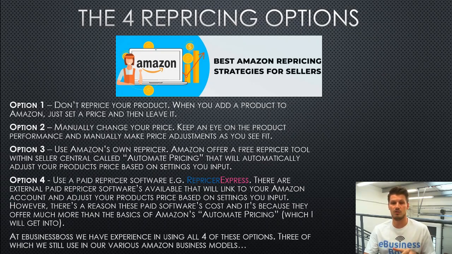And then option four is to use a paid software, for example, like RepricerExpress. So there's external paid for softwares out there that will sync to your Amazon account and all of your products, and then they will change the price of your products and even move products to different rules and things like that based on the settings that you input. However, there's a reason that these are paid for, and it is because there's a lot more options, which I'll show you as we go through the presentation, compared to Amazon's free repricer. So that's sort of why they can charge, is because they offer more, basically.